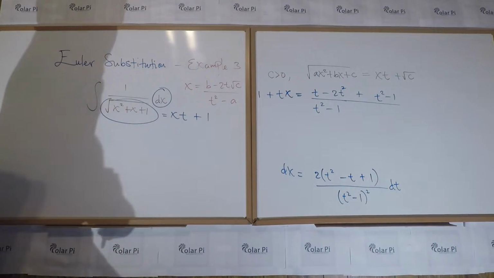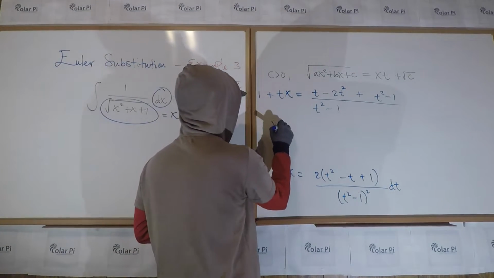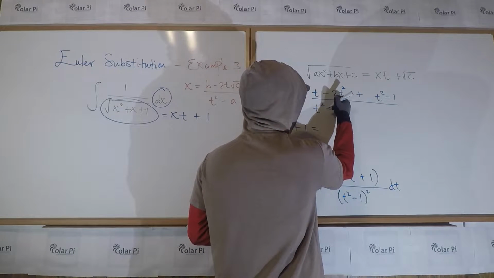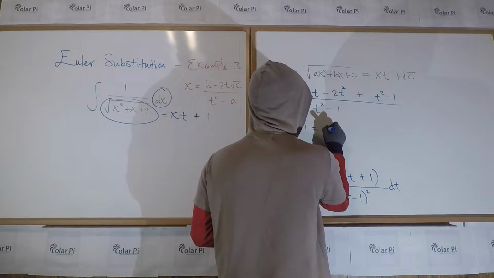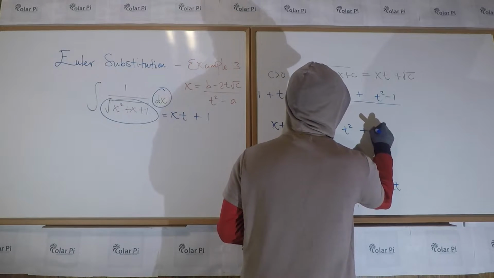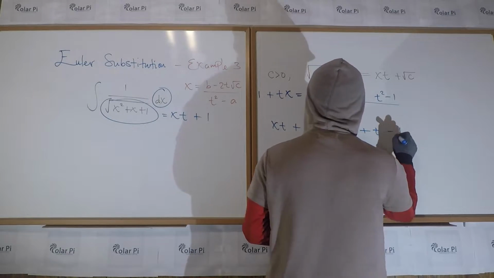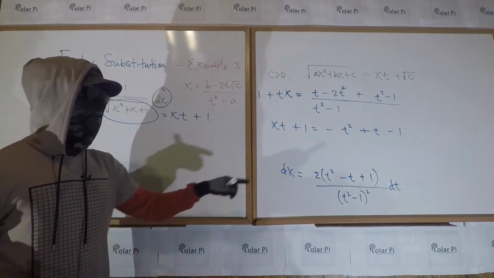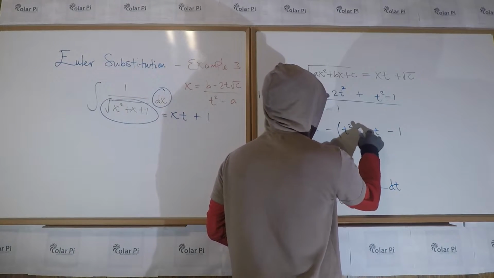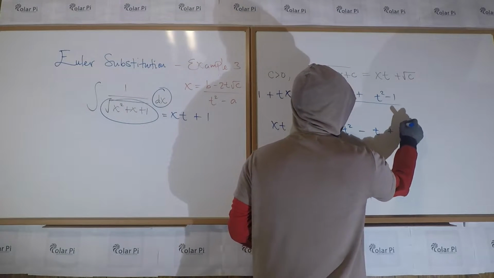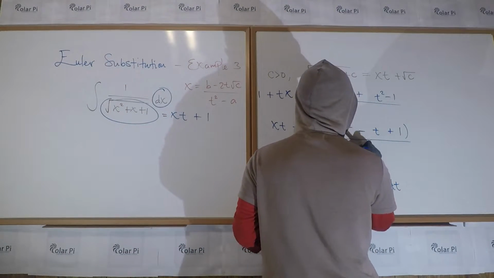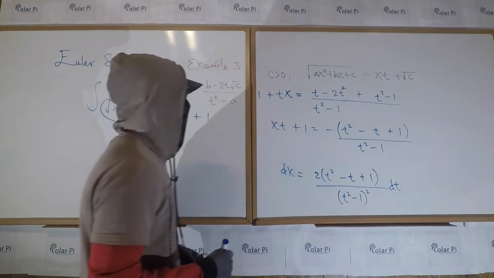Then xt plus 1 is equal to, we have a minus 2t squared and a t squared, so that's minus t squared. And then we have plus t, and then minus 1 divided by t squared minus 1. But I want to factor out a negative 1 from this. So when I do, I put a parenthesis here, turn this into a minus, turn this into a plus, close the parenthesis there. And I won't forget that we have t squared minus 1 in the denominator, so there we are.